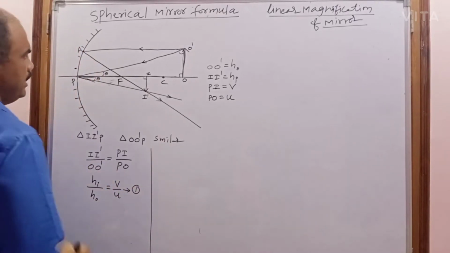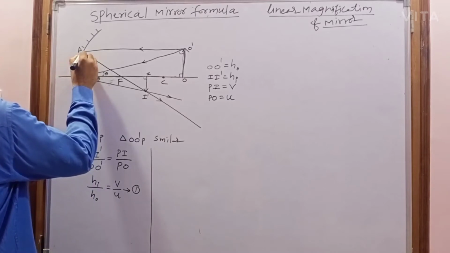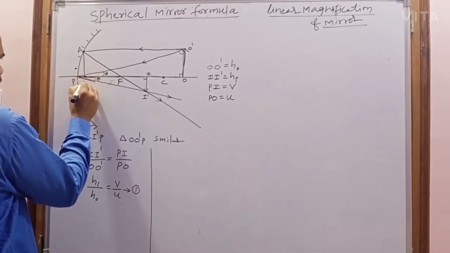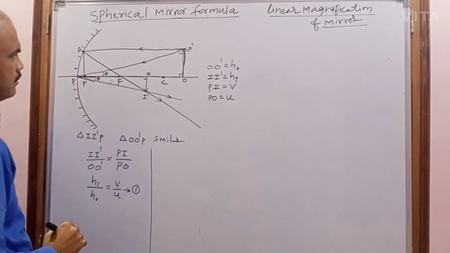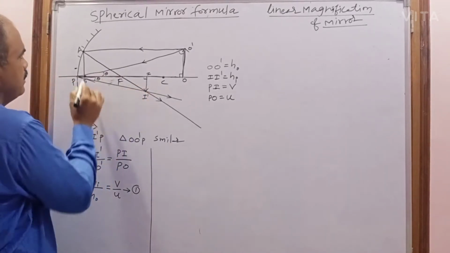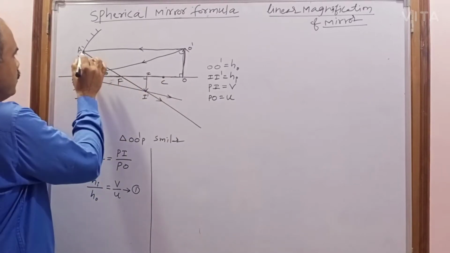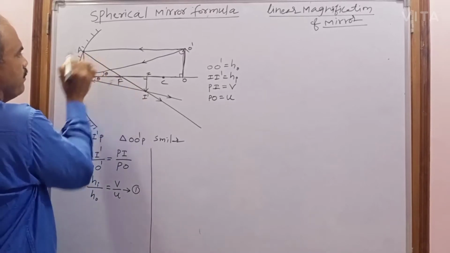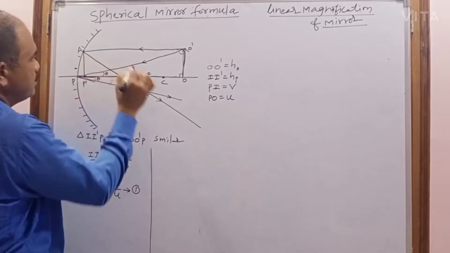Next, I am drawing a normal from the point of incidence A to the principal axis. Now it will intersect here. Now this point will be considered P dash. This is P dash. So now there are two triangles, because of drawing the normal to the principal axis. A P dash F and next one I dash F. These are two similar triangles.